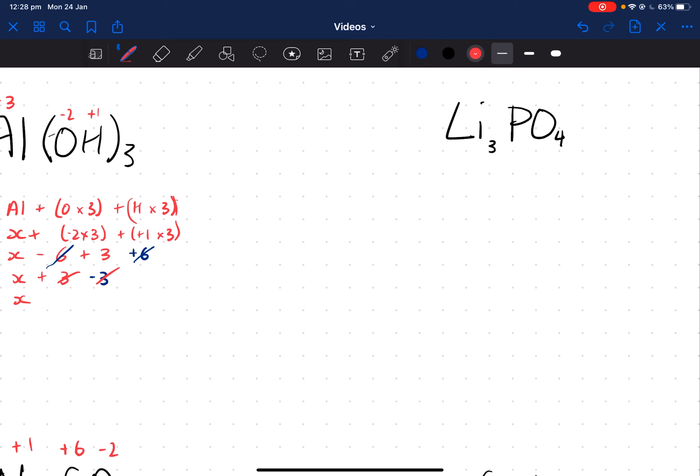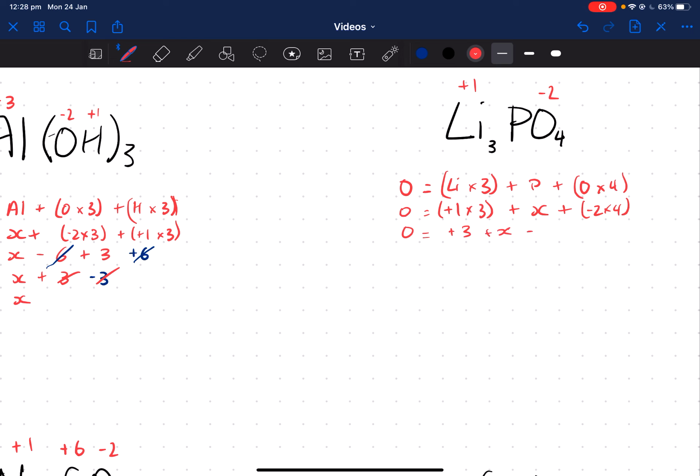So again, neutral charge, so equals 0. We've got lithium times 3 plus a phosphorus molecule plus oxygen times 4. So starting by substituting our values, we know lithium is a +1 metal and we know oxygen is negative 2. So we can put both of those in there straight away. +1 times 3 plus, don't know what phosphorus is, plus negative 2 times 4. So 0 is equal to positive 3 plus x minus 8.